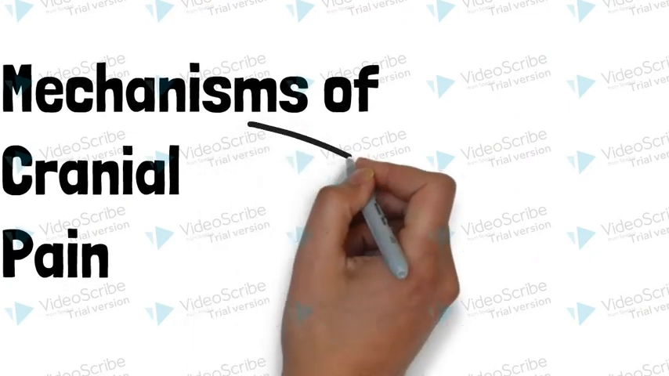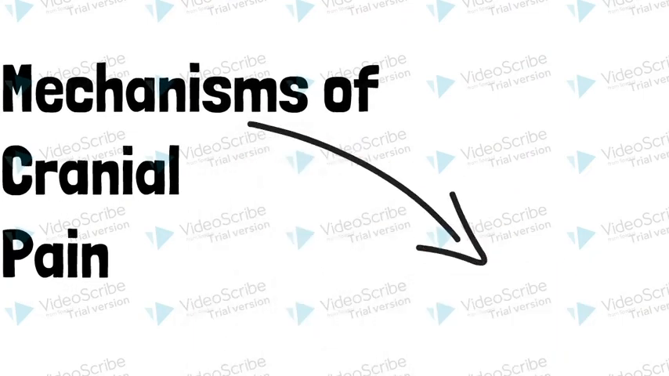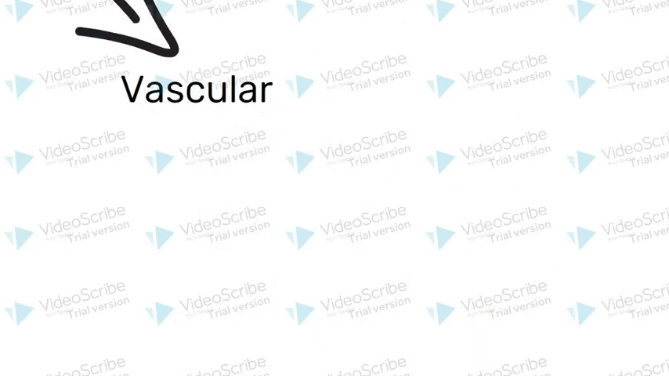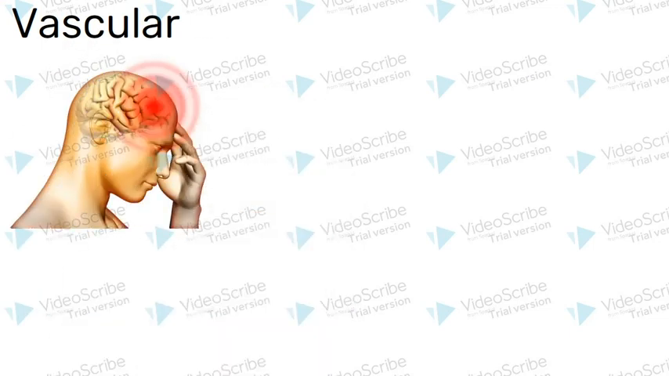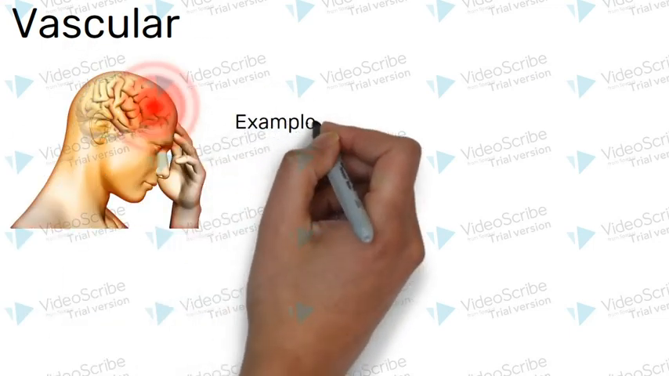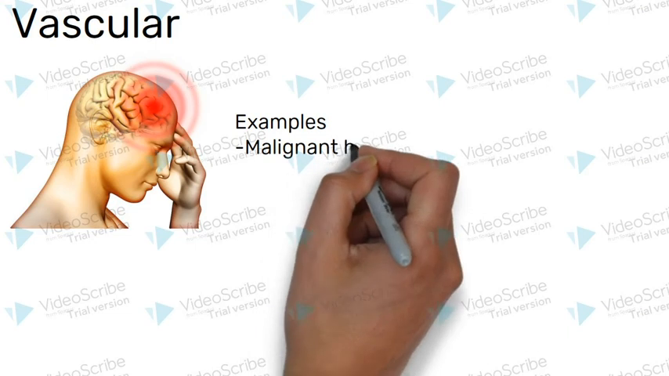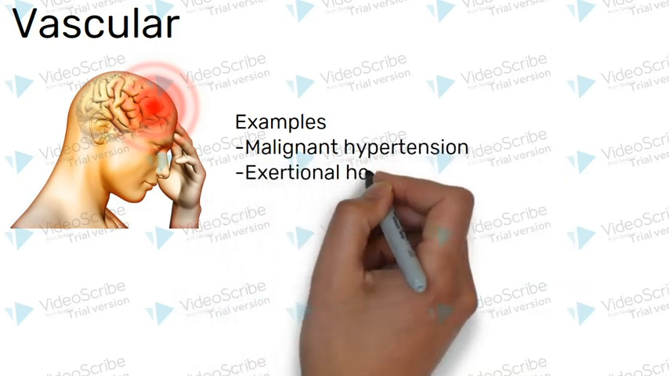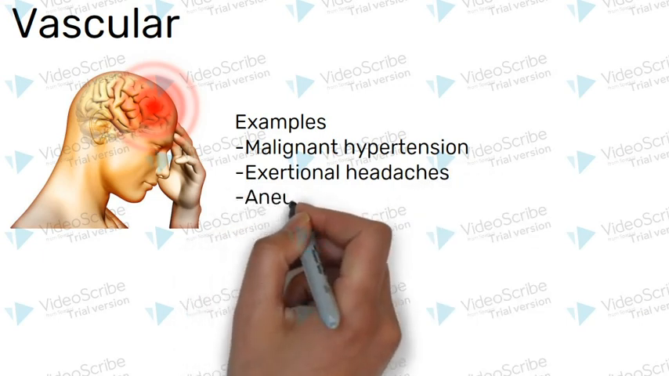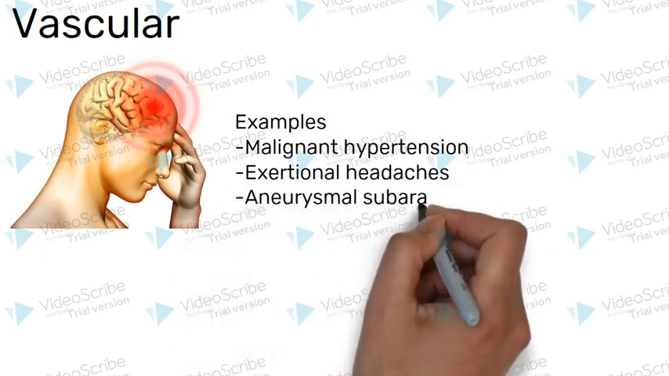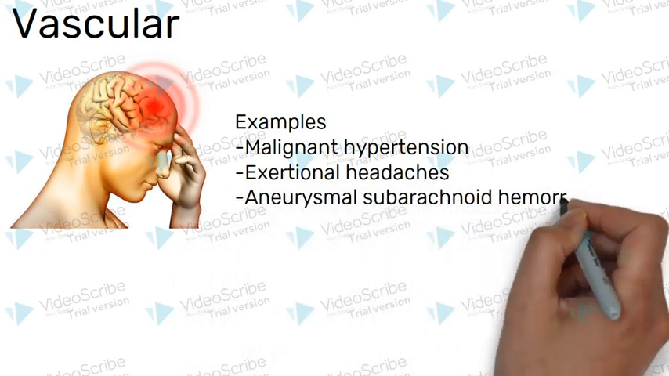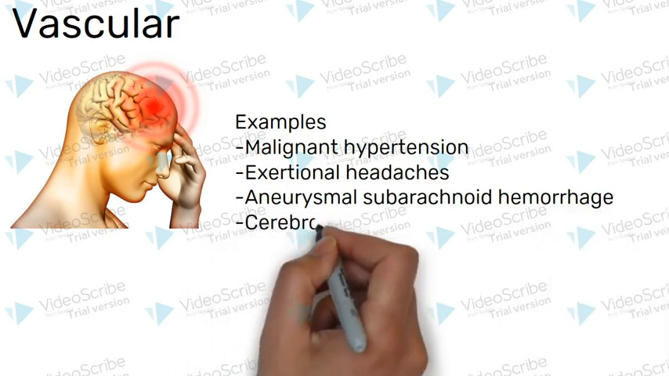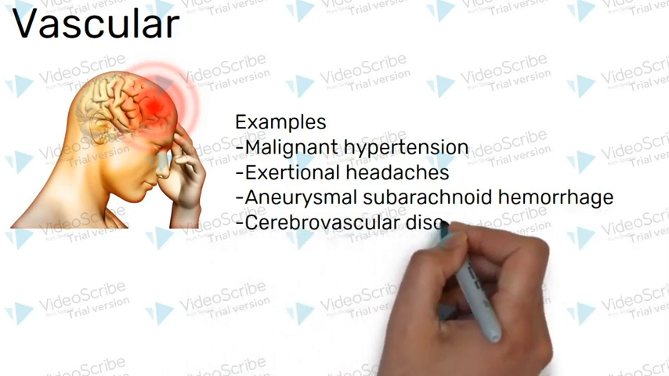Mechanisms of cranial pain. First is vascular. It occurs when there is dilatation of intracranial and extracranial arteries, examples of which are malignant hypertension and exertional headaches, which occur during sexual activity and weightlifting. But these headaches are not that serious compared to the other causes of vascular headaches.